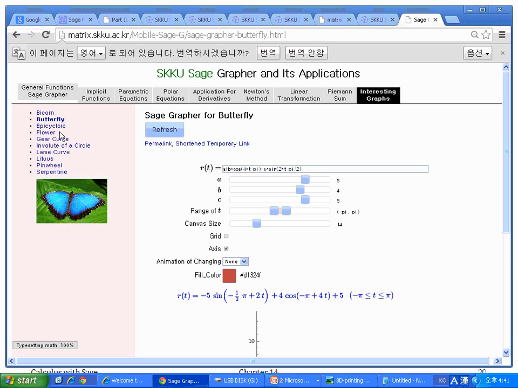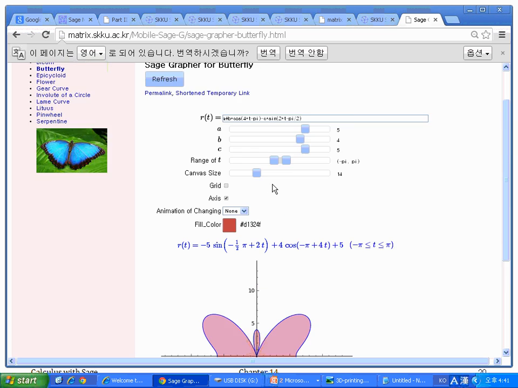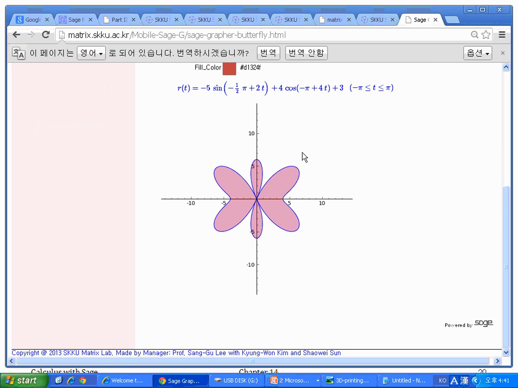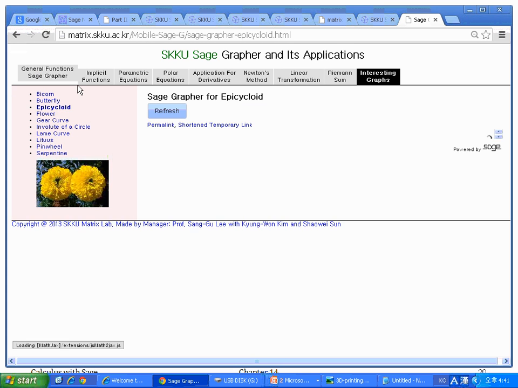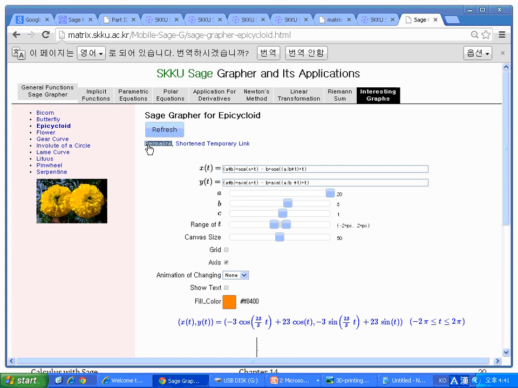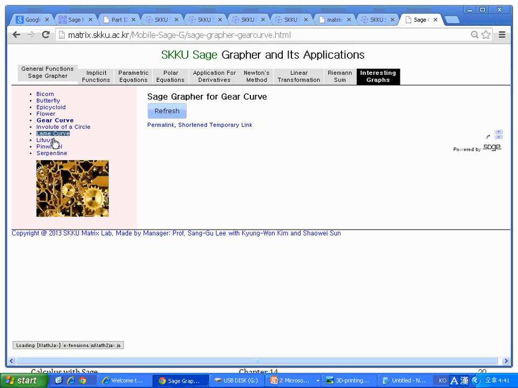And we also have the butterfly, which is this function. If we change a's, then it gives us a different shape. And if we, that is flowers, and what? This gear can be generated by these functions.